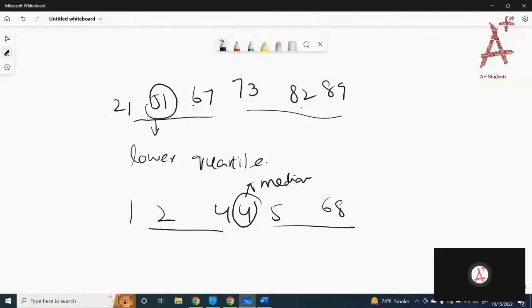Now just look at the middle number of the lower half. The lower half is this one, and here the middle is 2. That means the lower quartile is 2. Got it? So 2 is the lower quartile. Got it?